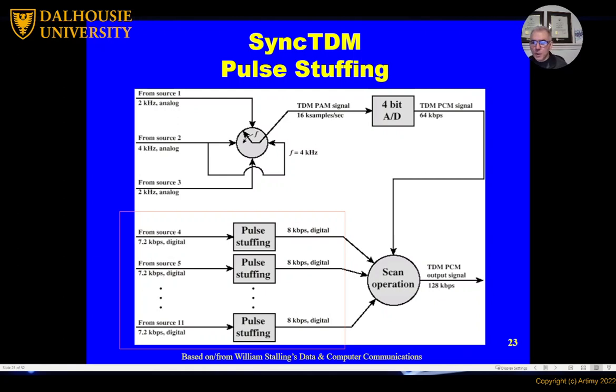another 64 kilobits per second, 64 kilobits per second coming from the analog sources and 64 kilobits per second coming from the digital sources. Combine them together, we end up with 128 kilobits per second that's going through the channel, right? So this is the multiplexer, has one input from the analog and 8 inputs from the digital sources. So together we end up with 128 kilobits. And that's what we do for pulse stuffing.